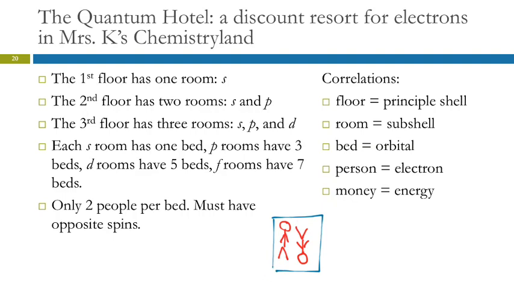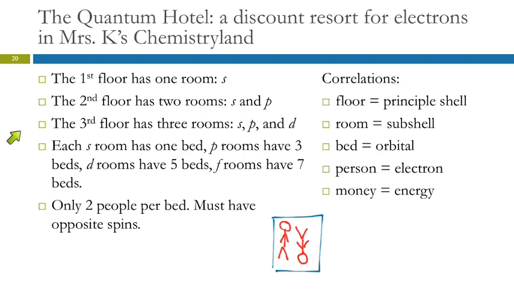So how does this correlate to quantum mechanics? Well, the floors in the hotel are like the principal shells, so principal quantum number 1, 2, 3, 4, 5. The rooms are like the subshells, S, P, D, and F. The beds are like the orbitals, so each of these beds is an orbital. Each orbital can hold 2 electrons. Each bed can hold 2 people. Money is like energy.